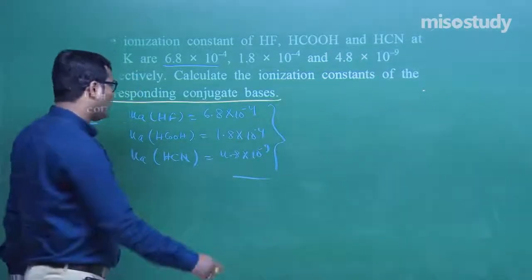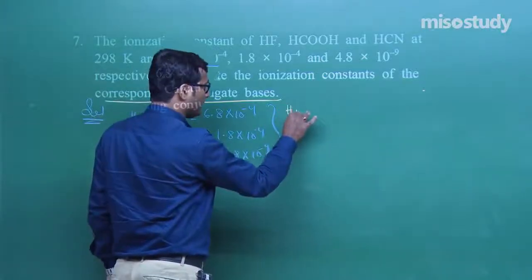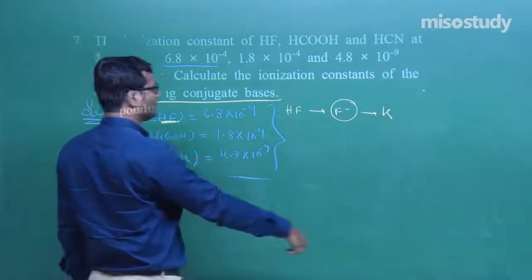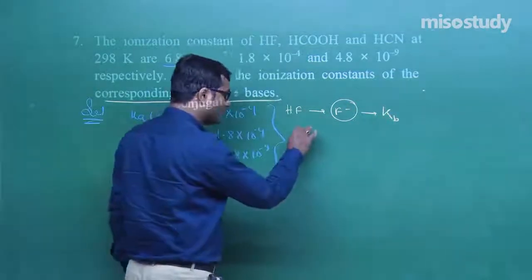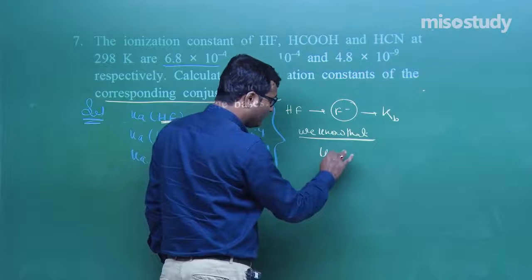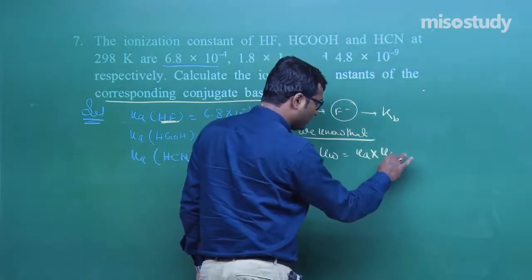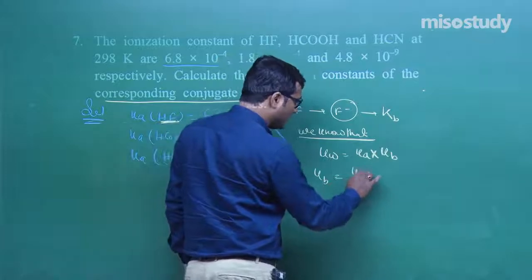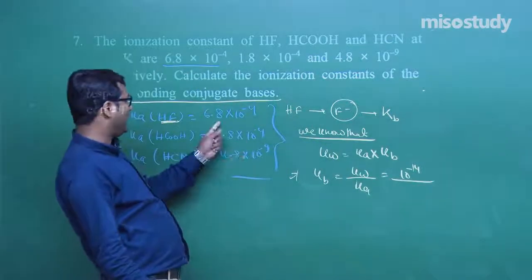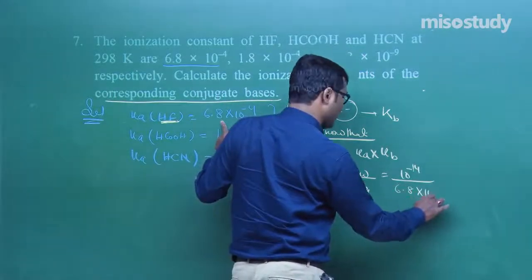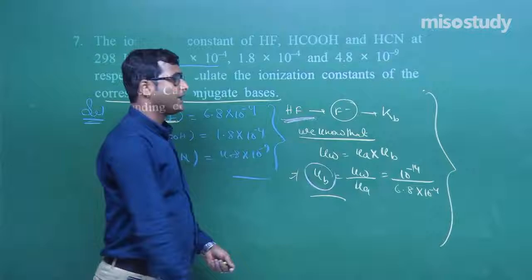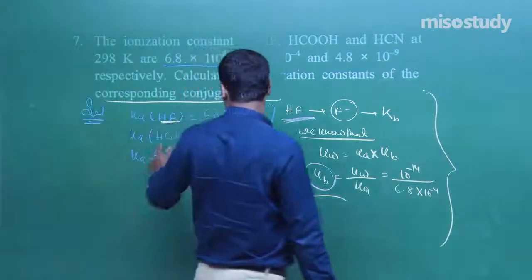It's very simple. We know the conjugate base of HF is F minus. We have to find the ionization constant, that is Kb. We know that Kw is equal to Ka into Kb, so Kb is equal to Kw upon Ka. We know the value of Kw, 10 to the power minus 14, and Ka, that is 6.8 into 10 to the power minus 4. This is the first part. You got the value of Kb of the conjugate base of HF. Now let's move to the next one, HCOOH.